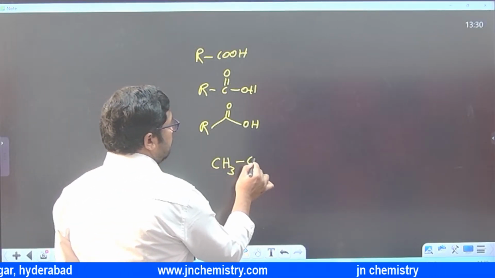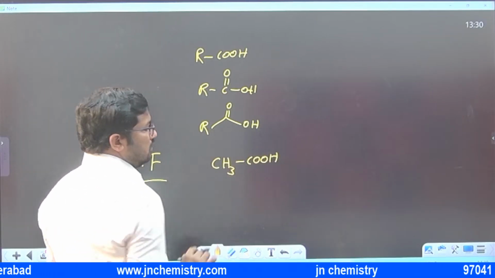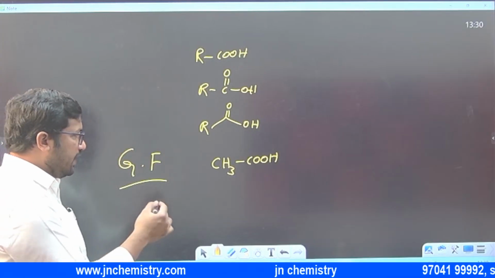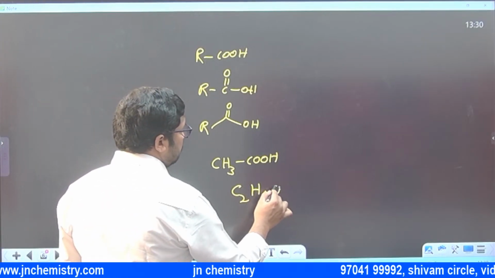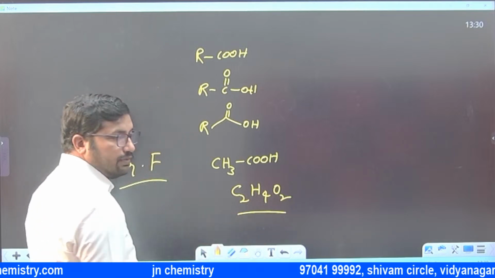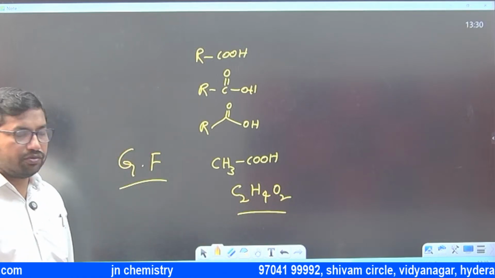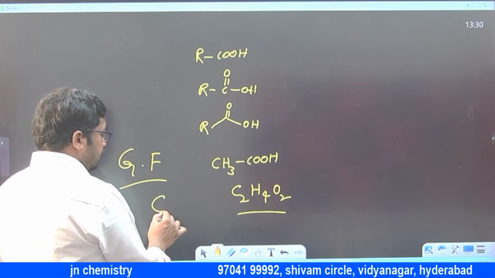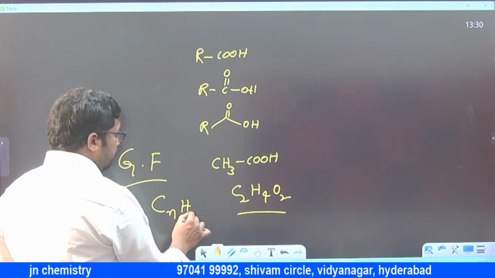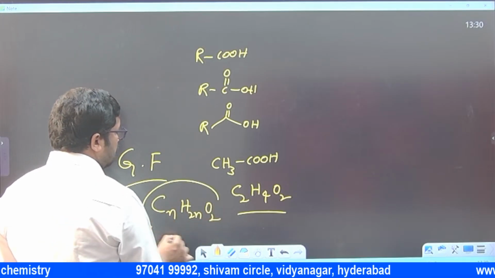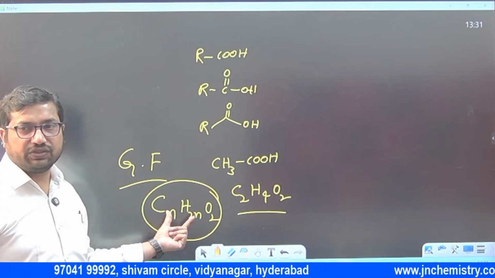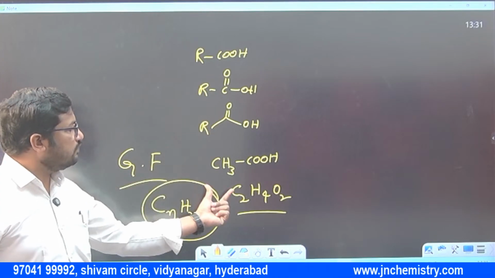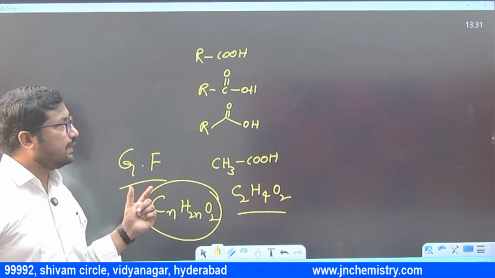For example, CH3COOH. Right? So how many carbons are there? C2H4O2. So from this we need to generate by ourselves. So CnH2nO2. A lot of people are memorizing this. CnH2nO2. So no need to memorize. Write one formula, and from that we need to generate.